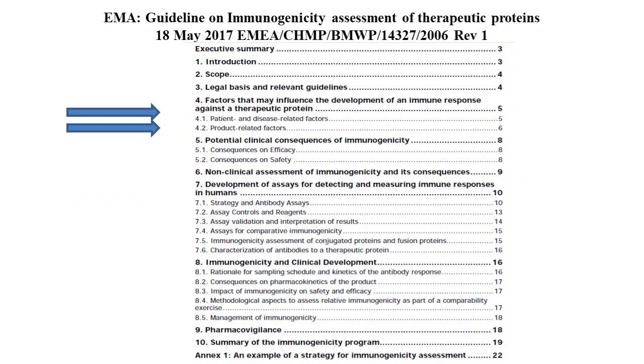When you look at the European Medicines Agency guidelines, again, this is the one from 18 May 2017. We're now in 2018, and these are the latest ones that are available, but these are documents that can get updated at any time. But basically what you see is, again, the highlight of understanding what the risk factors are that can predispose an immune response, from the patient standpoint and the product standpoint.